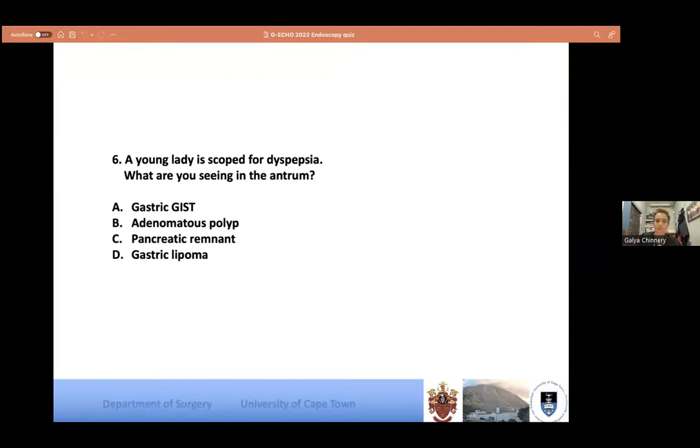Do you want to launch the poll for us? Thank you. I think it's quite important to know what this is. You do see it every now and then. In theory, 1 in 1,000 patients has this. I'm not sure if it's that common on everybody's scope list. Let's see the results of that poll.